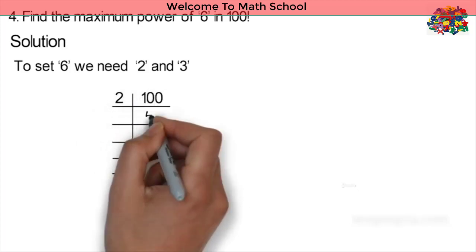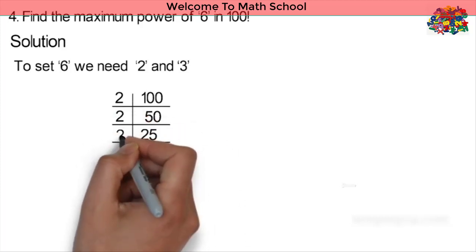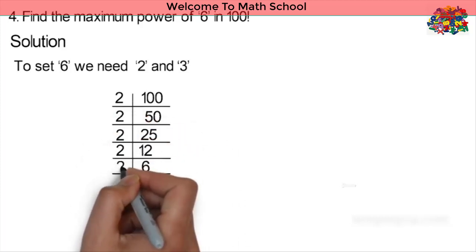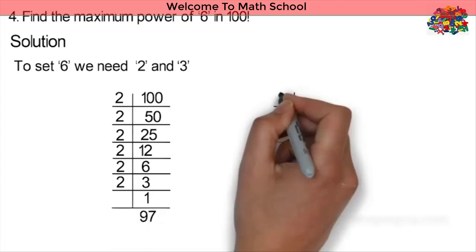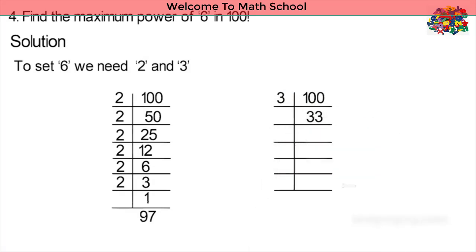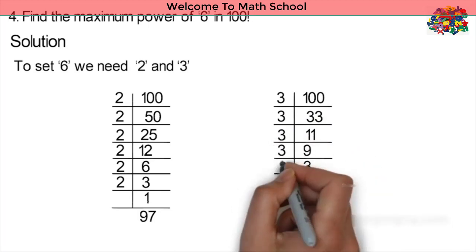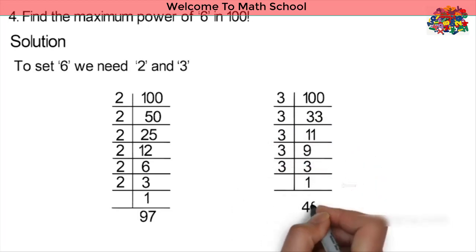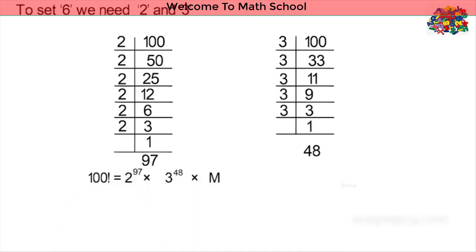So it goes 50 times, then 25 times, then 12 times, and 6 times, and 3 times, and 1 time, and then add all these numbers. 50 plus 25 plus 12 plus 6 plus 3 plus 1, which is equal to 97. Now similarly, as we want to find the number of 3's, we will divide 100 by 3. So 3 goes 33 times, then 11 times, then 3 times, and then 1. And when you add all these, it will be 48.